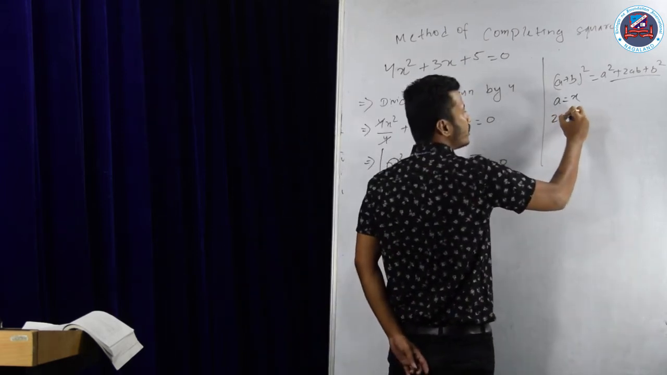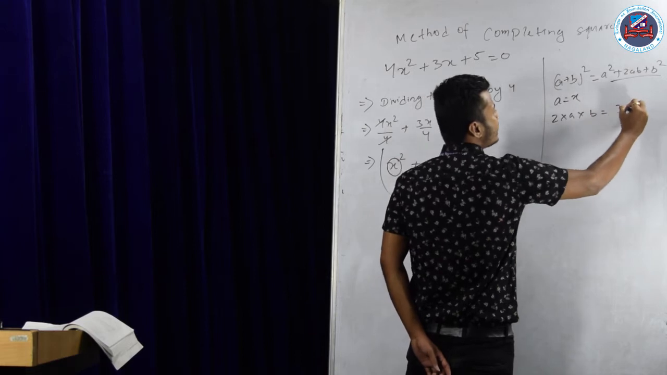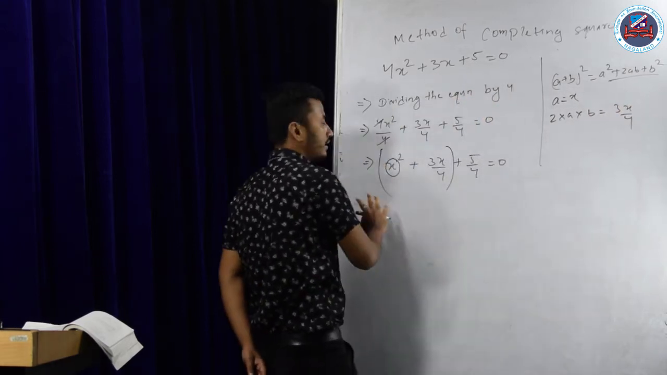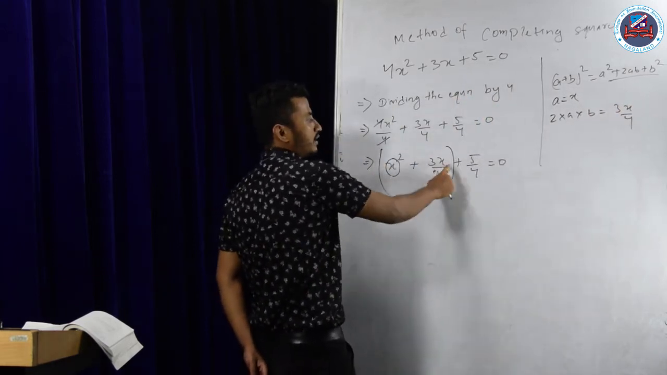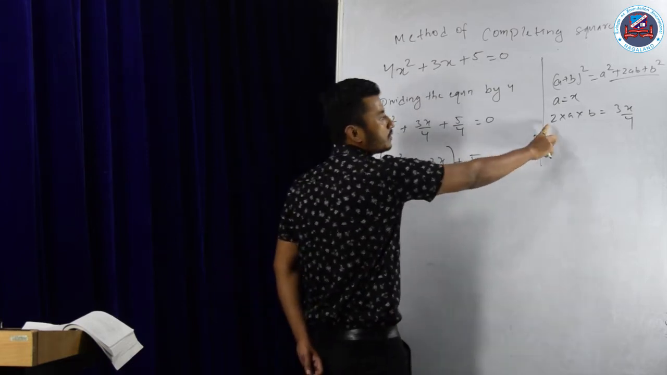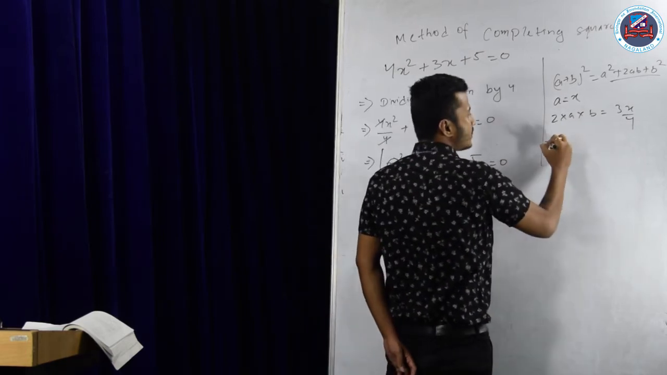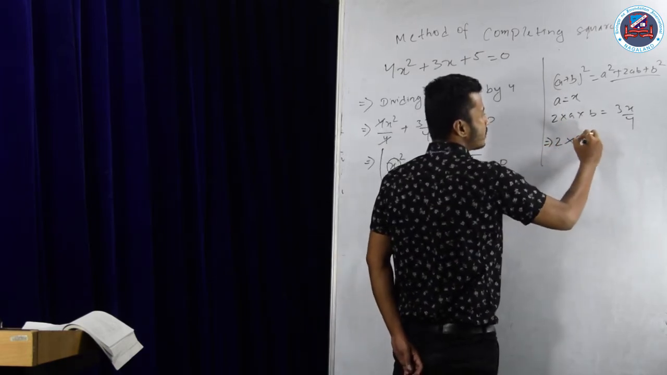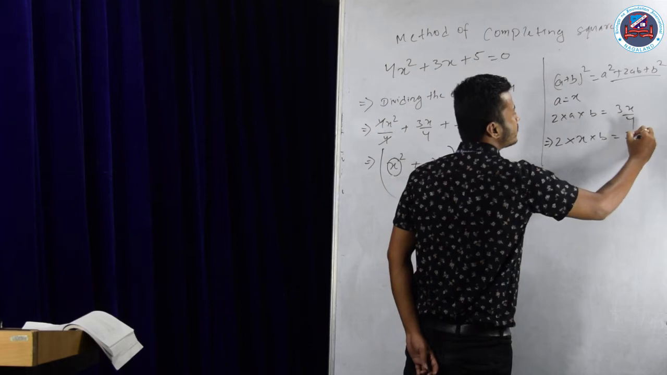So 2 into a into b is what? 3x by 4. Guys, I'm just correlating it. a square plus 2ab. The b square term is not here till now. So a square plus 2ab, I'm substituting 2ab like this. What is the value of a? x. a into b equals 3x by 4.